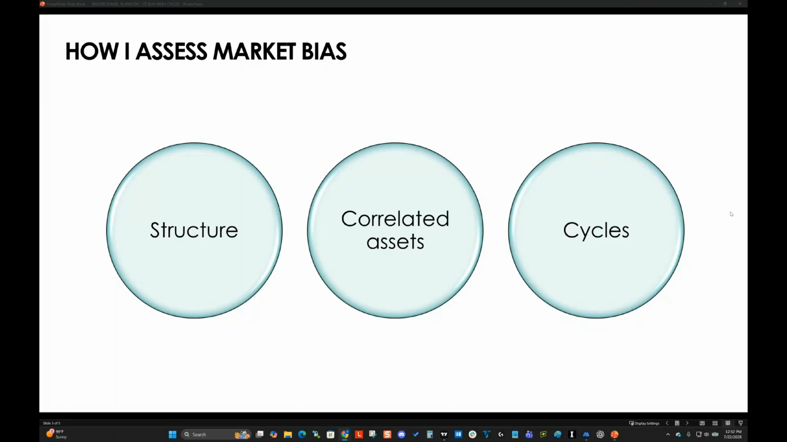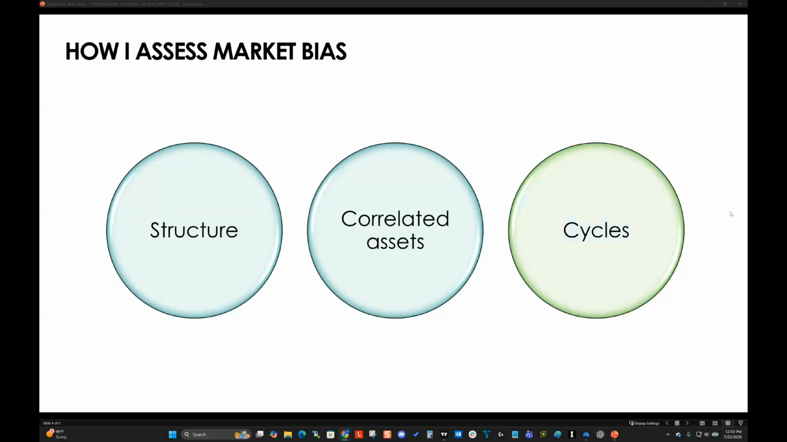Market context is very important in trading. Specifically, I prefer to trade in line with market bias, and I try to fade the market only when I assess that the probability for a bias shift is high. I assess market bias using structure, correlated assets, and cycles analysis.